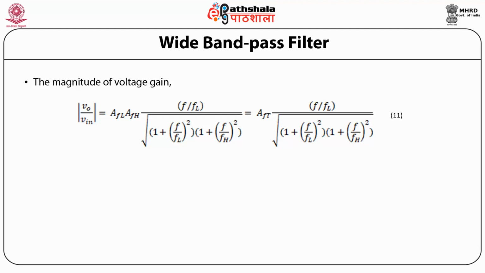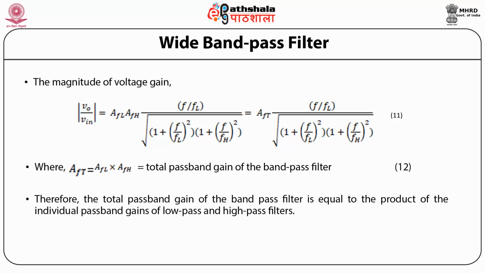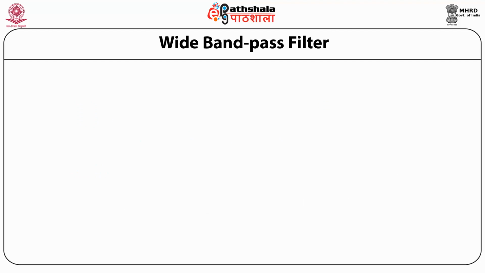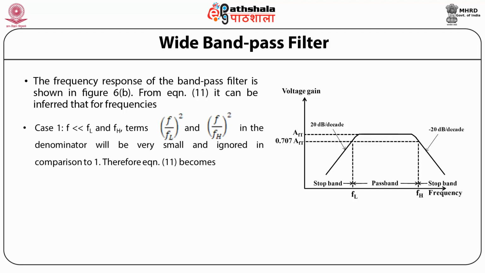The circuit diagram of the first order bandpass filter is shown in the figure. Voltage gain of the bandpass filter is equal to V0 by Vin. In terms of the output of the first order high pass filter, which is V0 prime, the ratio of output to input voltage can be expressed as V0 by Vin is equal to V0 divided by V0 prime into V0 prime divided by Vin. That is, voltage gain of the bandpass filter is equal to the product of gain of high pass and low pass sections.